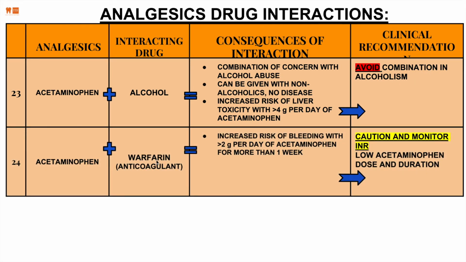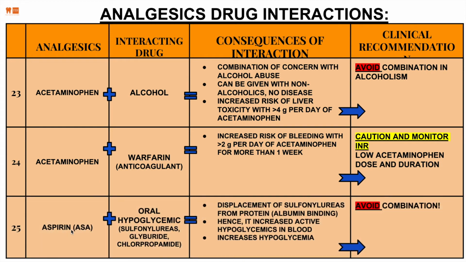Next is acetaminophen with warfarin anticoagulant. It increases the risk of bleeding with more than 2 grams of acetaminophen per day for more than 1 week. Again, why are they related? Solely because of liver function exchange, right? They're both functioning at the liver. Remember, acetaminophen and alcohol, both liver. Very common patterns in there. So let's be cautious and monitor the INR. Remember, warfarin linked with INR. Lots of patterns here, guys. Feel free to go back and forth and write yourself your own notes. Remember that we could use low dose acetaminophen and duration to avoid risk of bleeding.